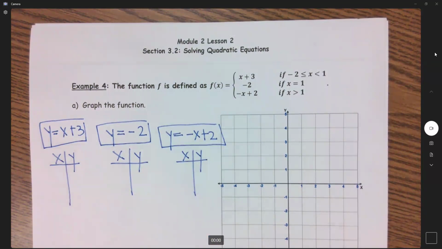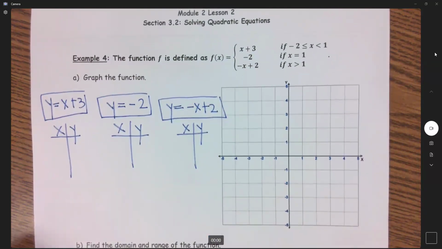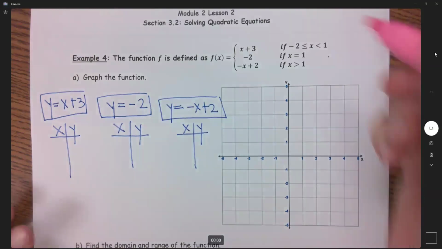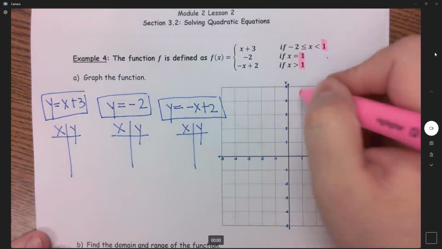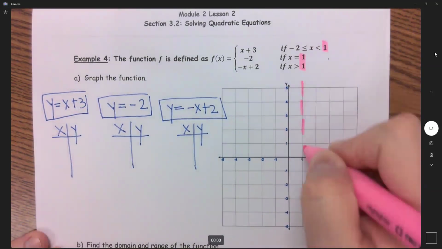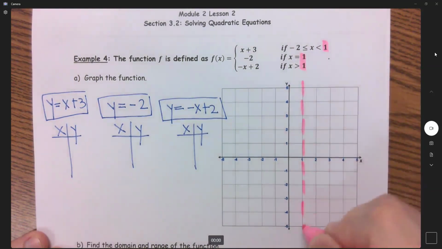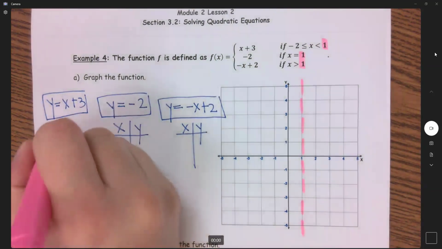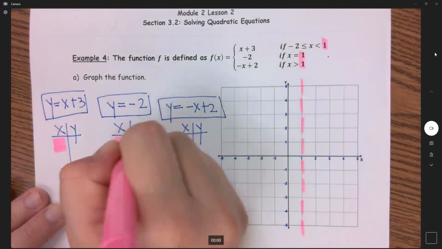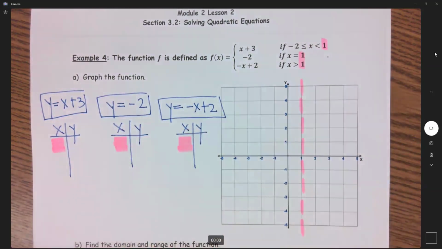All right, there are several points that we need on this graph. Where this graph is going to break is going to be where? All of these have a 1. So this graph is going to break right here where x equals 1. So that means each of these graphs need 1 in them.